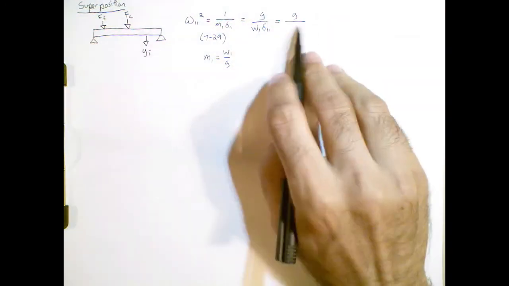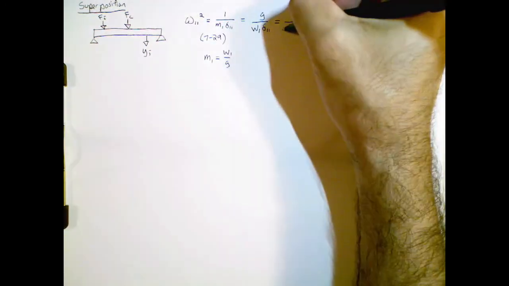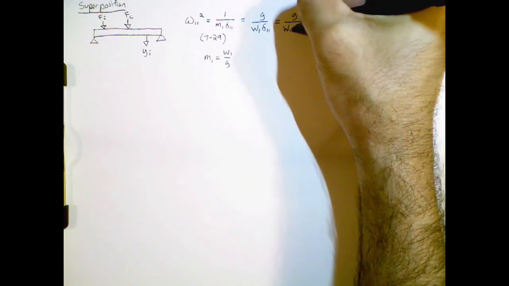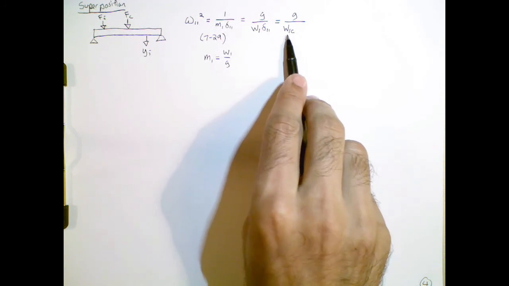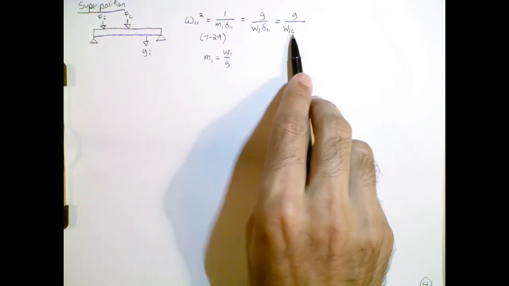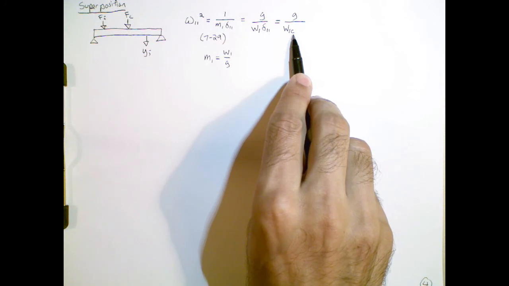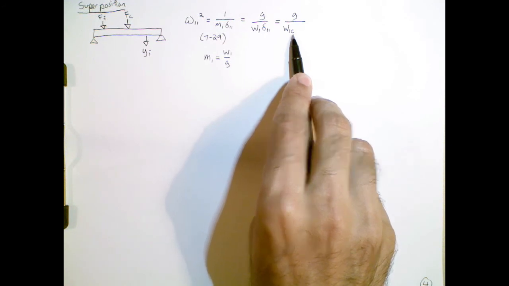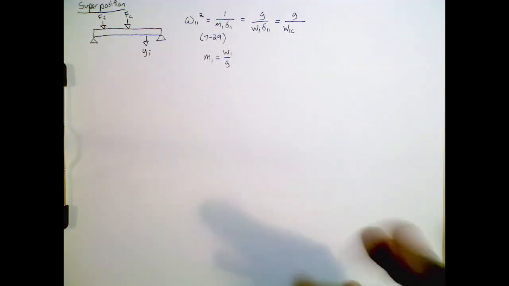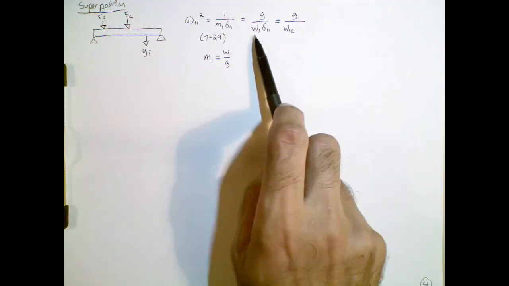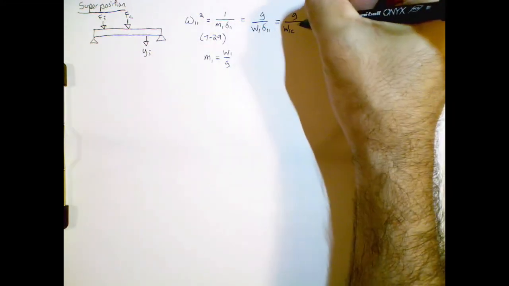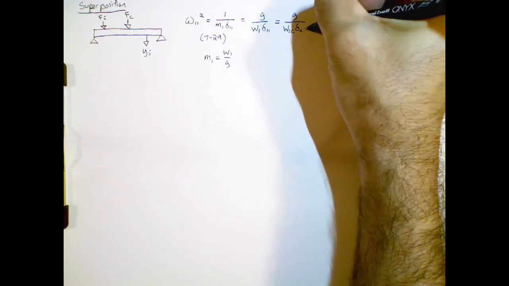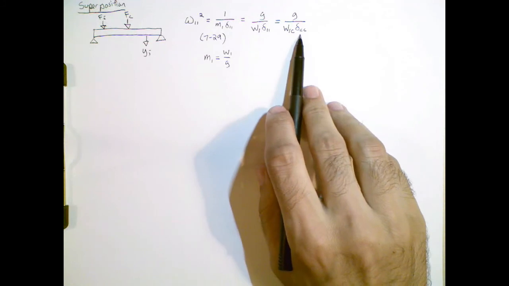write g divided by this equivalent load W1C. So this is the load that would need to be applied at C to produce a deflection at another location that's equivalent to the deflection caused by W1. And this is multiplied by the influence coefficient defined at the center.